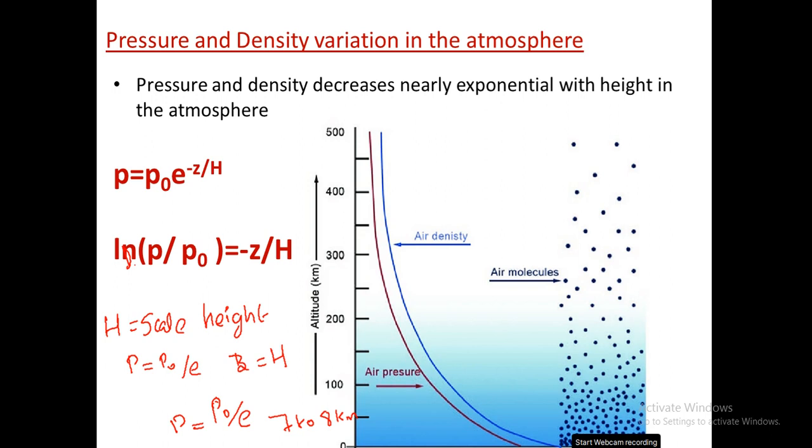P is equal to P0 e raised to minus Z by H, where H is known as the scale height of the atmosphere, which is basically the height at which the pressure becomes 1 by e times the surface pressure. Then P becomes P0 by e. That height is known as the scale height, and that height is generally 7 to 8 kilometers in the atmosphere.